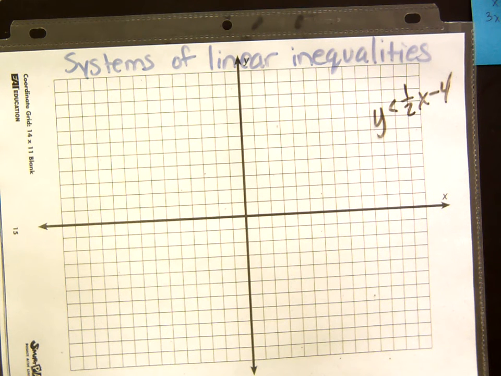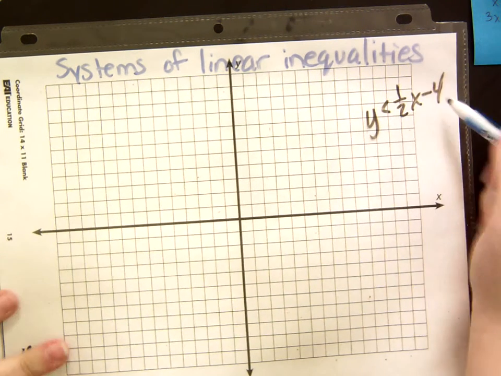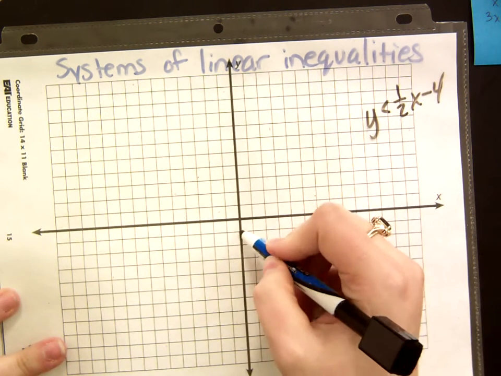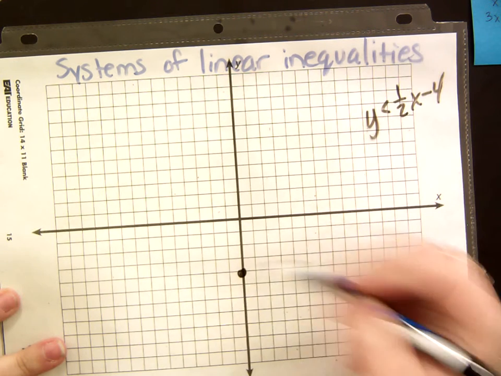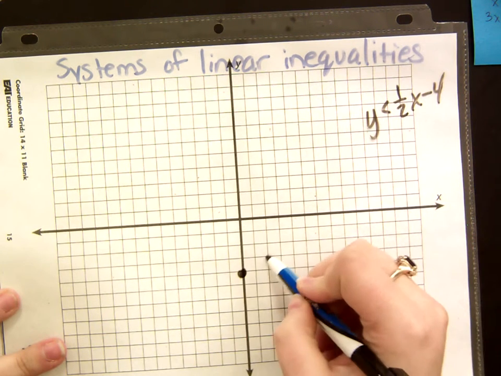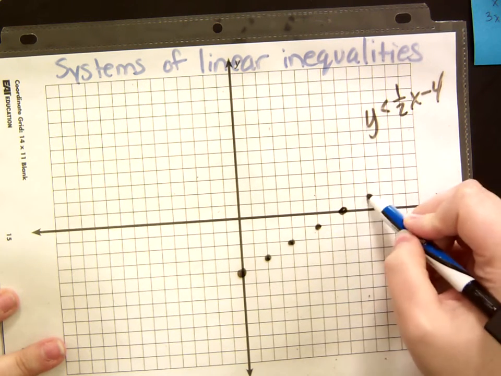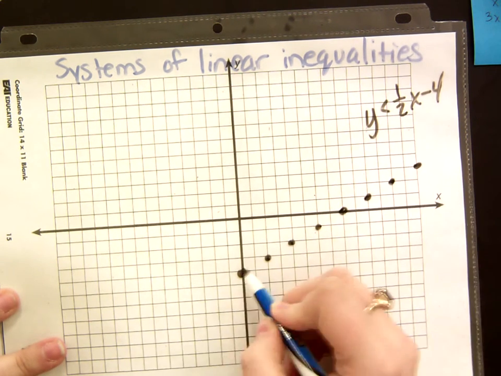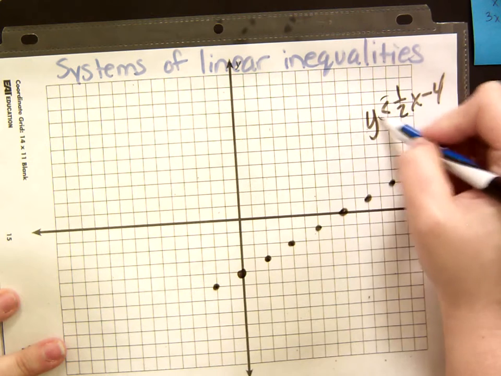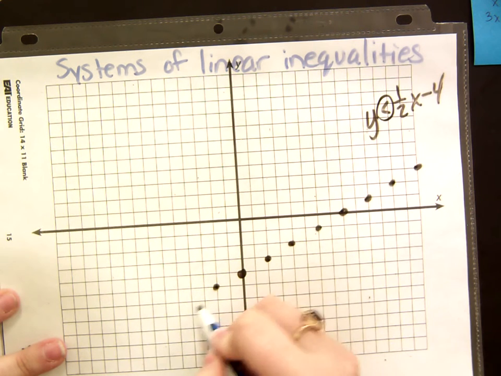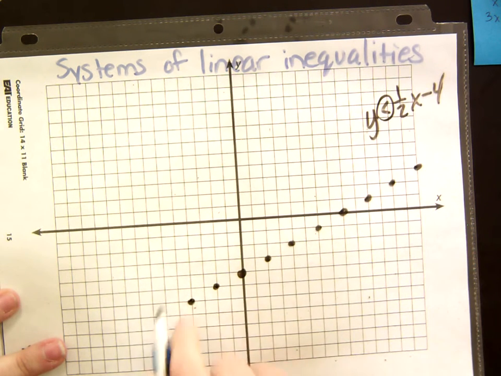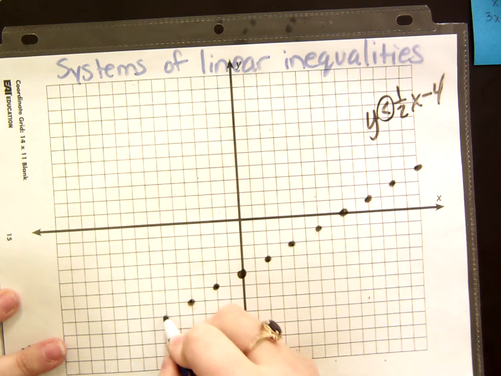You start by graphing it like you would any equation. You start at the intercept, so go down 4, and my slope is positive 1/2, so up and over, up and over. Now, what you do have to be careful of though is your inequality symbol. There's two things that you have to take from which inequality symbol you're using.